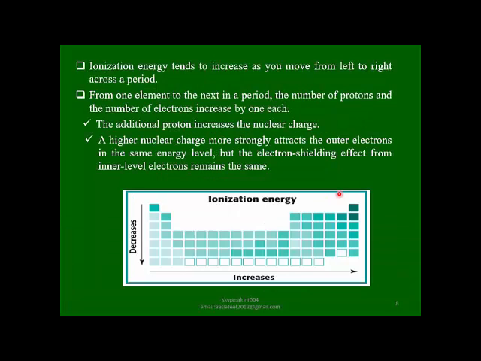Across the period, what do we expect? We know from the last time that non-metals that are here don't lose electrons. So if we want to force them to lose electrons, we have to supply much more energy. Much more energy means the ionization energy is increasing. Down the group, it is decreasing.